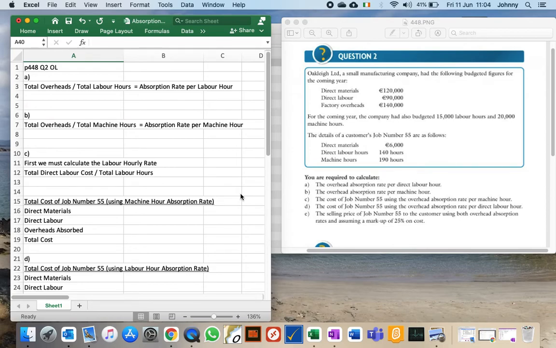Question 2, ordinary level, page 448. So basically the idea behind this is we're trying to work out what's the cost of producing products, where every product we make is different. So we're not mass producing exactly the same product every time. Each time is slightly different.